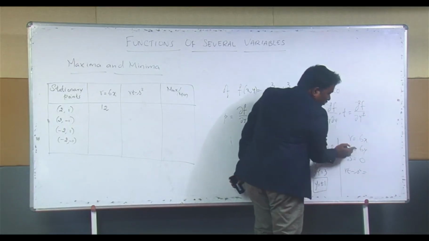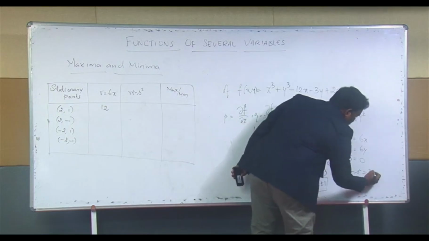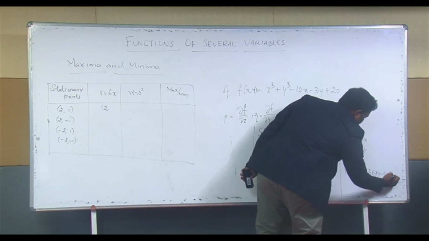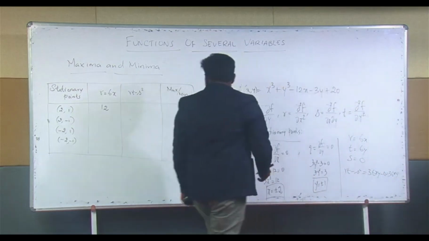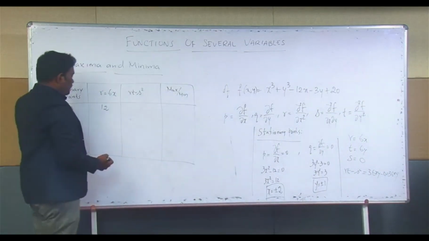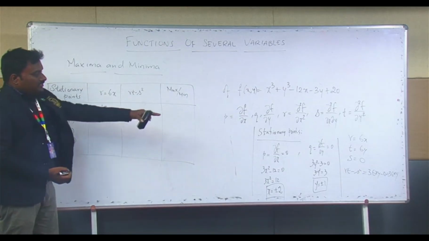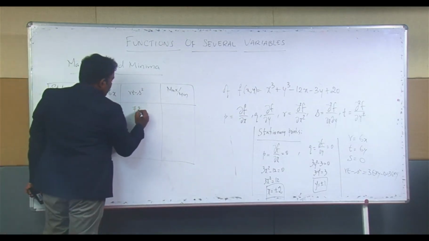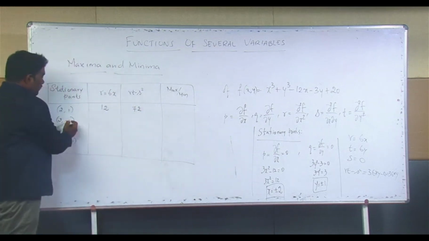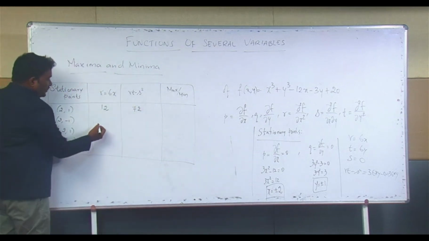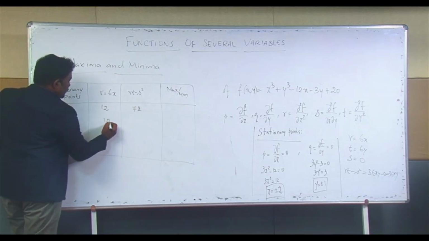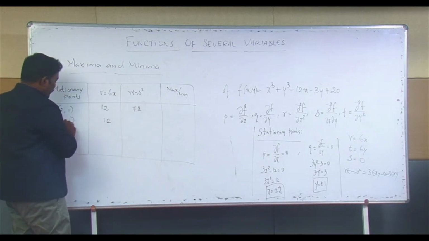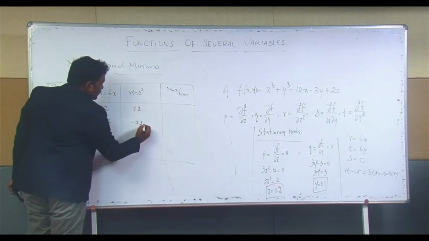so the multiplication of these two, that is 36xy minus 0. So this is 36xy. If you put this (2, 1) in the place of that rt minus s square, 36 times xy, it becomes 72. And this (2, minus 1), if you replace it here, it becomes 12, and that rt minus s square will become 36 times 2 into minus 1, which is minus 72.